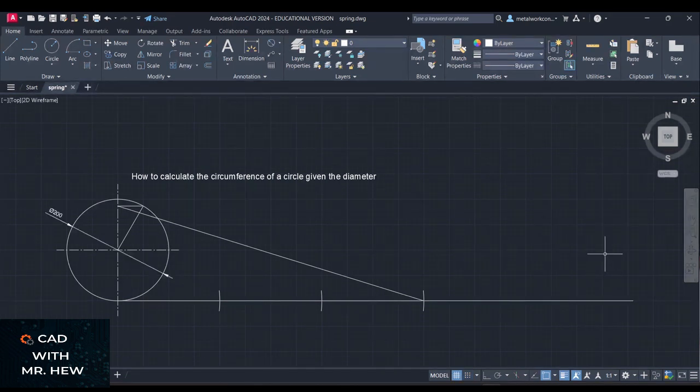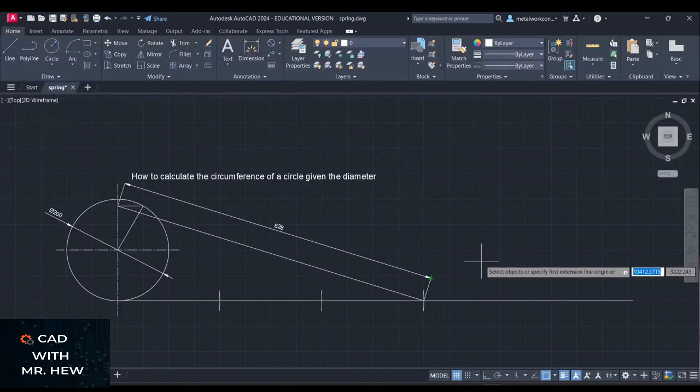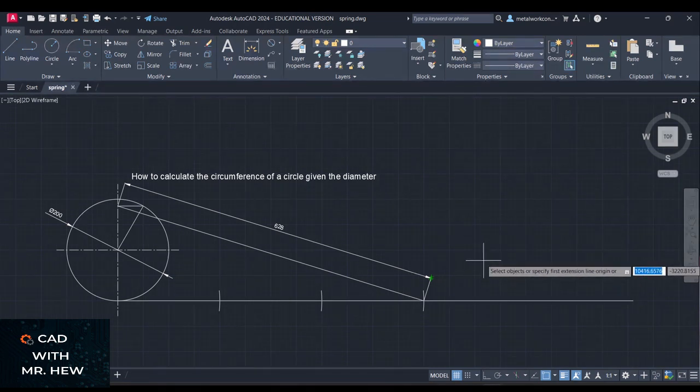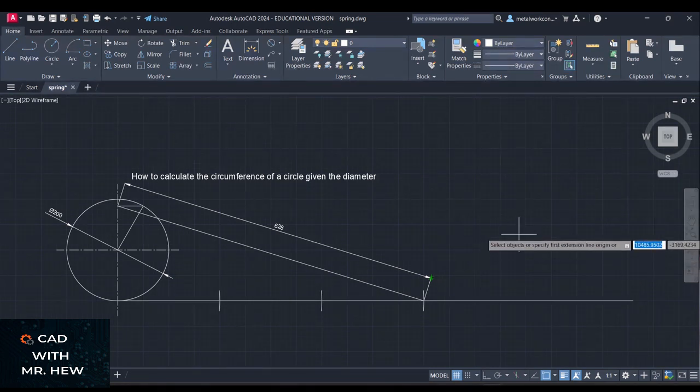All right, so let us check it. There I have a diameter of 200 millimeters. What would be the circumference? Calculate it and then I will check and see if you got my answer, okay? All right, so this distance is the circumference.